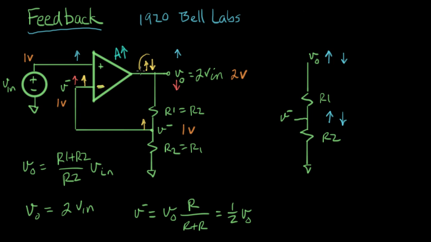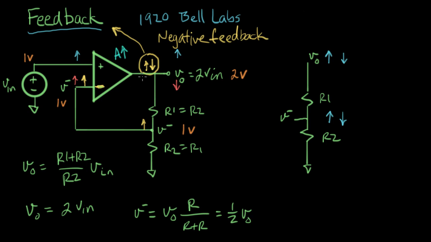And this balancing act that's going on right here, that is what we call feedback. You get this feedback effect when this connection is made right here back to the inverting input to the op amp. And in particular, because it's the inverting input, this is called negative feedback. So this is the mechanism of feedback, in particular negative feedback.